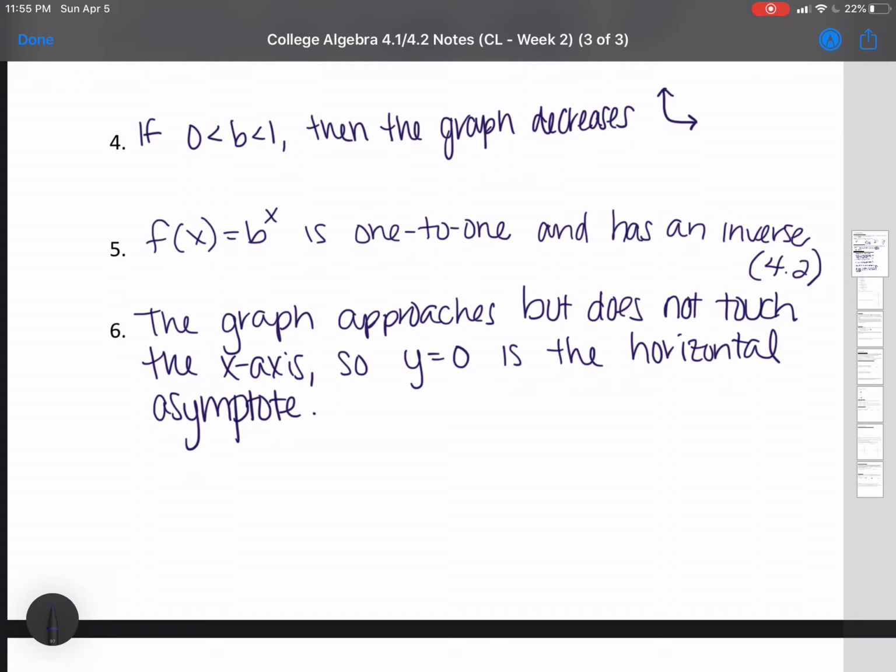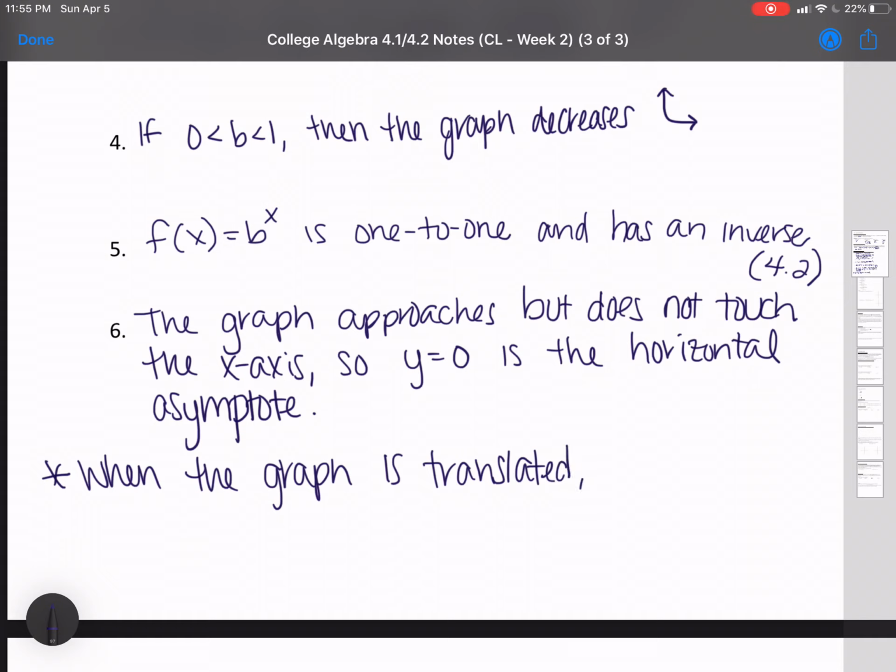Okay, so when we start graphing these, we're going to start looking at translations. When the graph is translated, the y-intercept and the horizontal asymptote will shift.